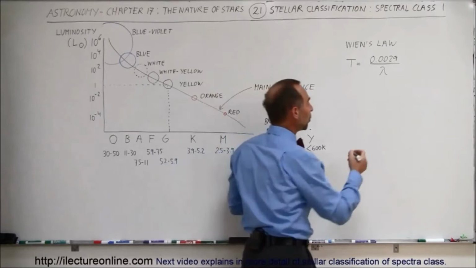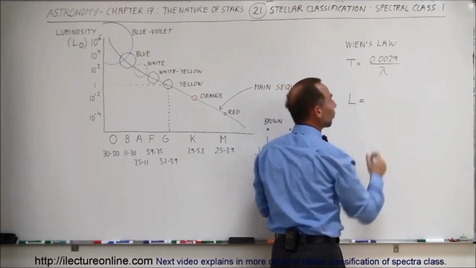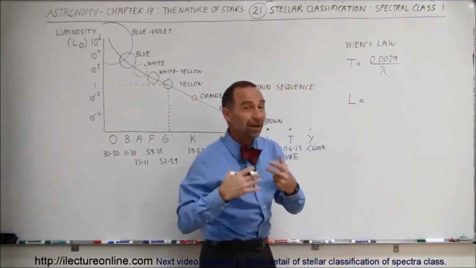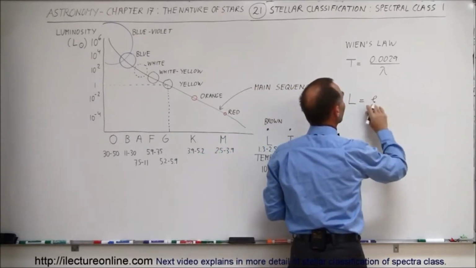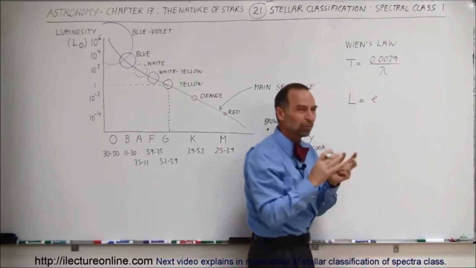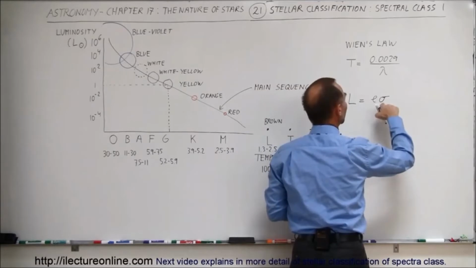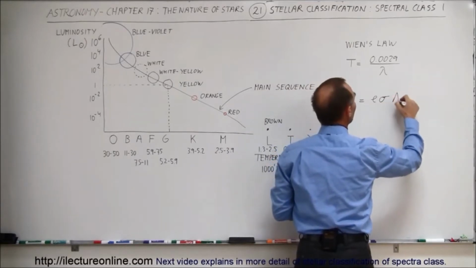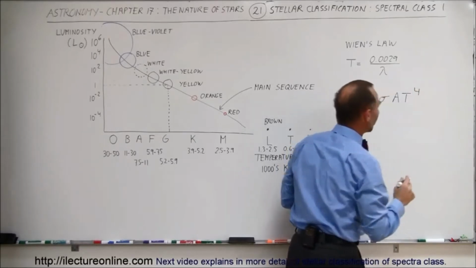Also, we knew Stephan-Boltzmann's law that says that the luminosity, the amount of light, or the amount of energy, better said, coming from a star, was proportional to the emissivity constant, which for stars is pretty well 1, times the Stephan-Boltzmann constant, times the surface area of the star, times the temperature of the star to the 4th power.